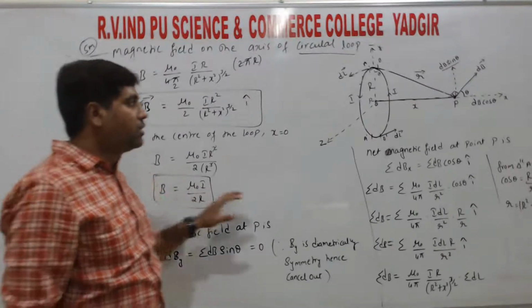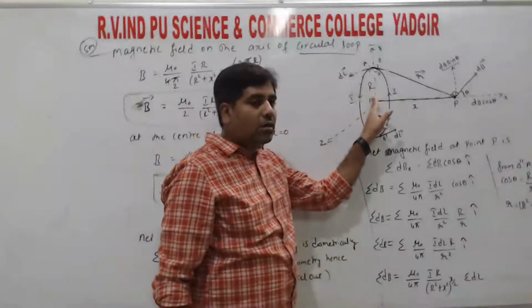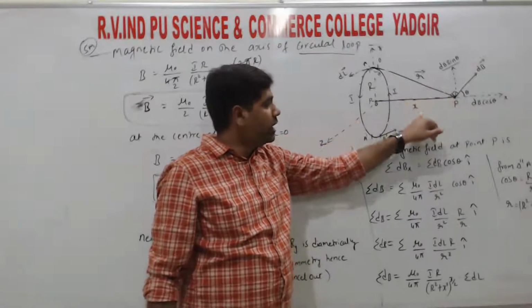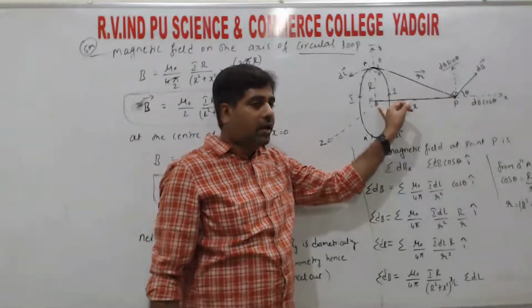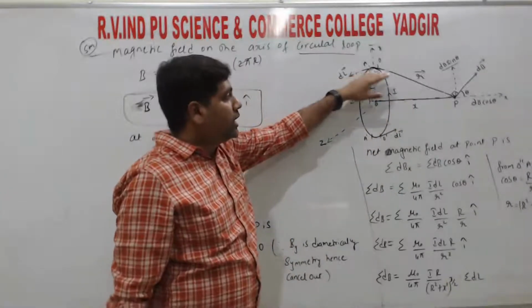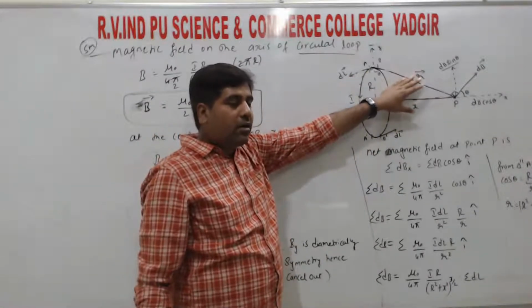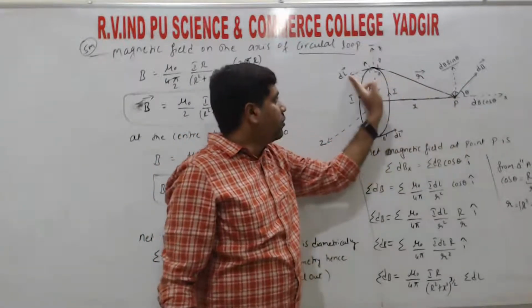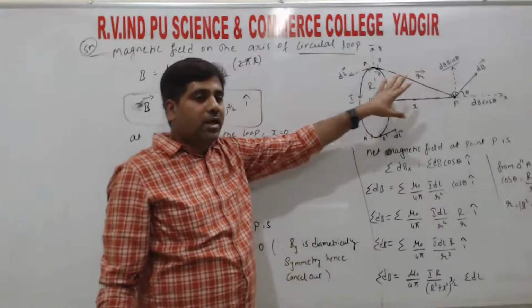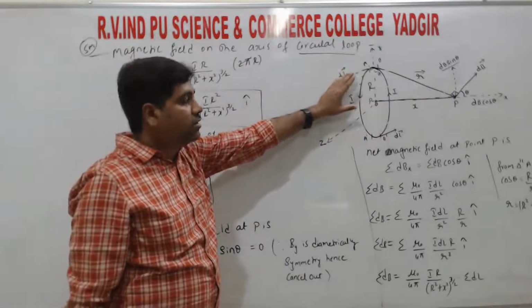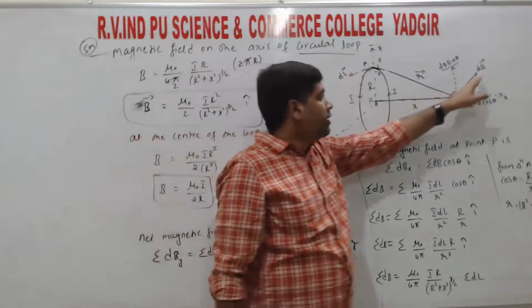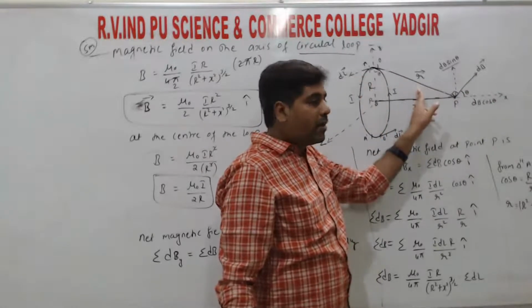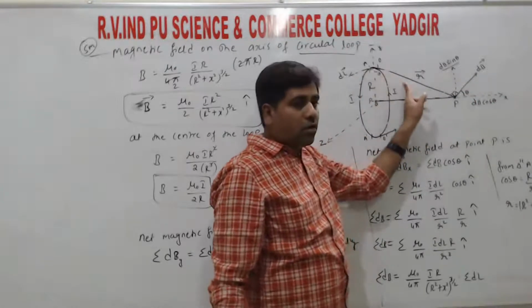So consider one circular loop of radius r. We need to find the magnetic field at a point P on the axis of the circular loop at a distance x from the center, right? Now consider the current element is perpendicular to the radius vector, the distance vector from the current element to the point P. That means dl is perpendicular to r, so sin theta is sin 90 degrees, that is 1. We get the sin value as 1, right? So the magnetic field is also perpendicular to both dl and r, because these two are in a cross product, right?